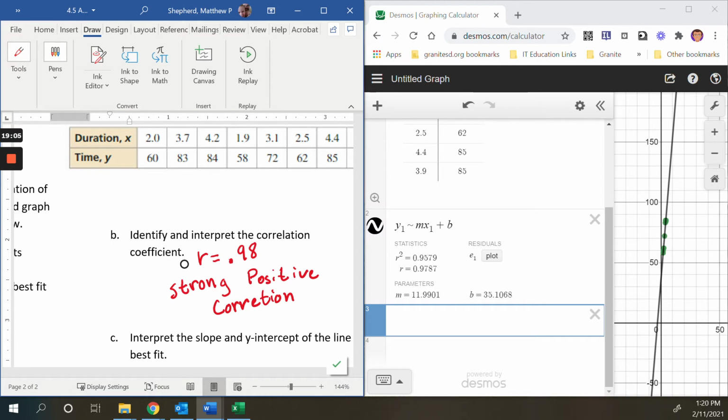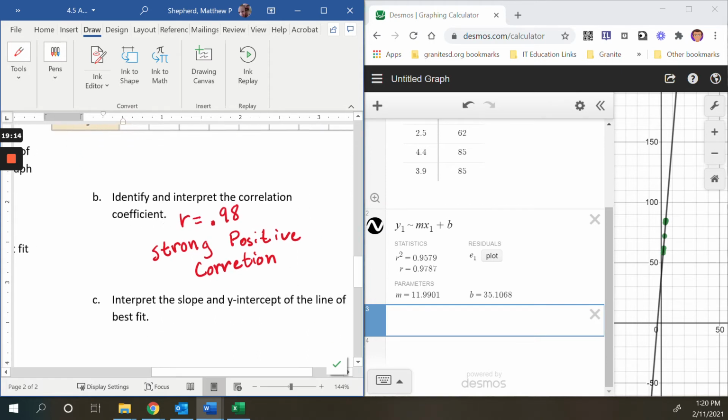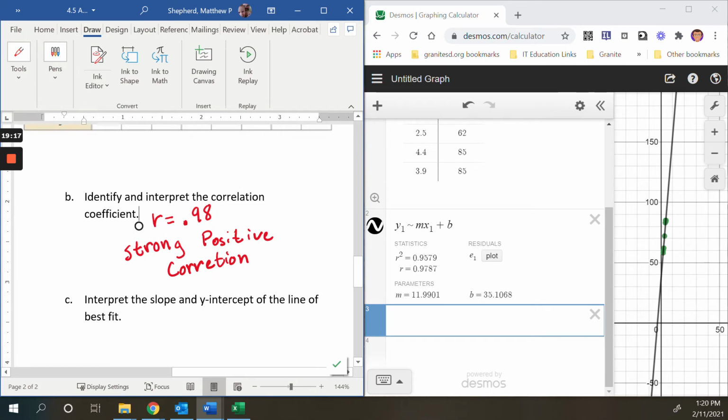Okay, the relationship between the duration of an eruption and when the next one is going to happen is a very strong relationship. Next, it wants us to interpret the slope and y-intercept of our line of best fit. So I'm going to go ahead and write my line of best fit. We've got y is equal to, and notice over here, our m is going to be 11.99. I'm going to go ahead and round that to 12. So y is equal to 12x plus, and b is about 35.1. So there's my mx plus b.